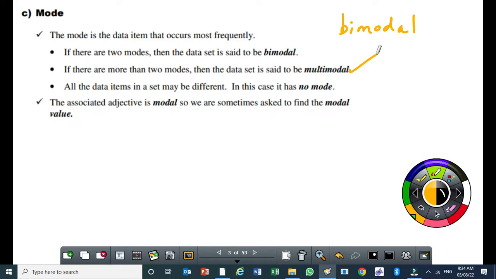If there's no mode, then there's no mode. It's not always that you get a mode for a data set. Sometimes there won't be a value which appears more than other values. So if you get a question like that asking you to determine the mode, and it's not there, you just write no mode.